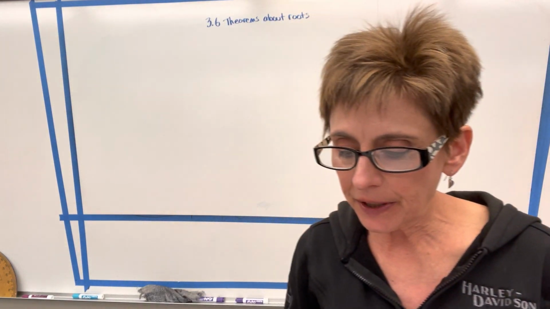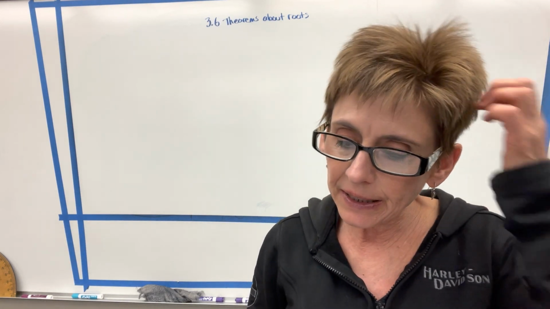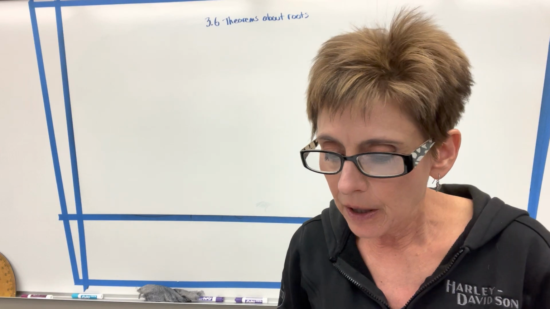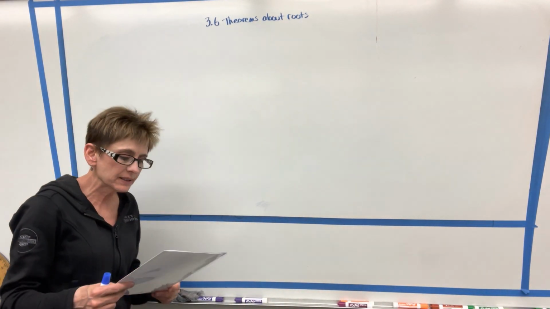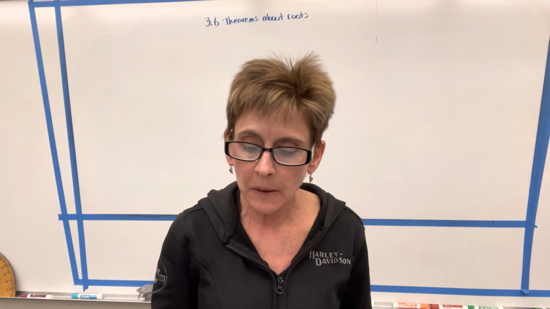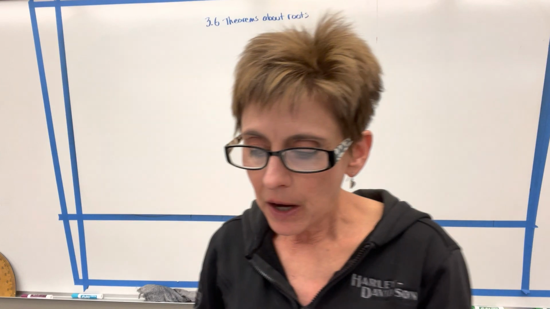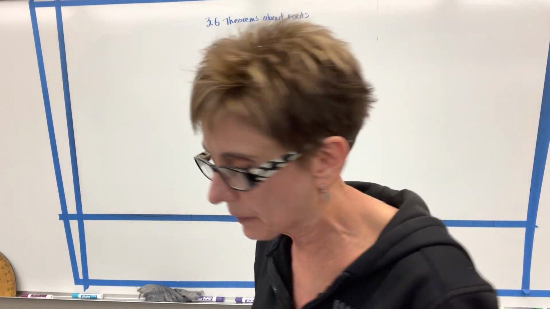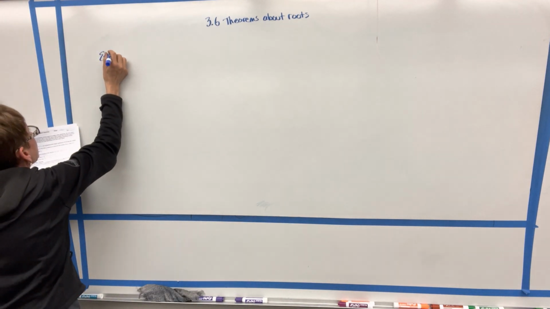Now, the first theorem we're going to talk about is called the rational root theorem. And it's this really long sounding theorem. But basically, what it tells us is that all the possible rational solutions of a function have to be in the form of the constant of the function divided by the leading coefficient. So let me give you an example and show you what I mean by that.